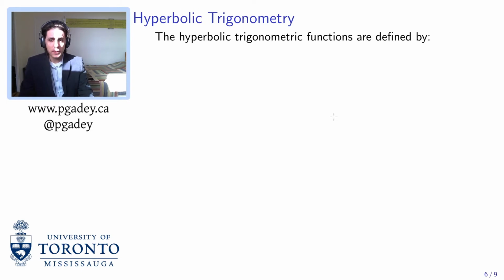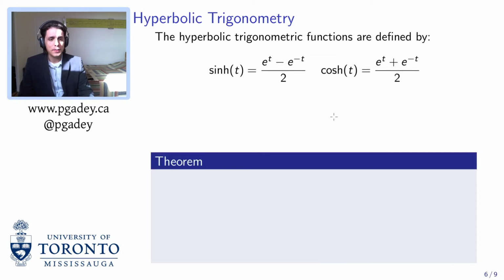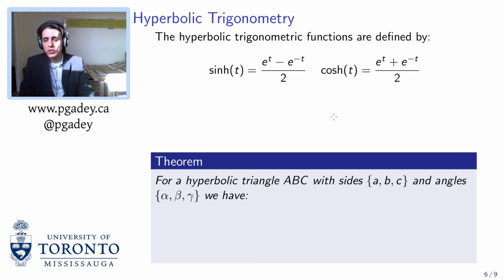Now let's talk a little bit about hyperbolic trigonometry. The hyperbolic trigonometric functions are defined by the following relations. So hyperbolic sine is e to the t minus e to the negative t, divided by 2. Hyperbolic cosine is e to the t plus e to the negative t, over 2. Okay, so these are exponential functions. And we have the following theorem that is very similar to a Euclidean theorem about angles.